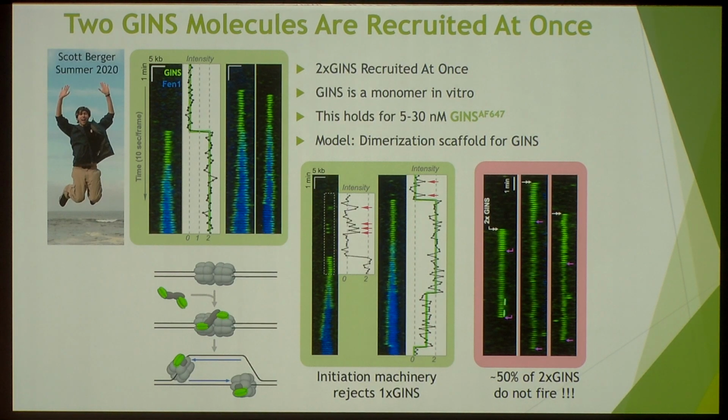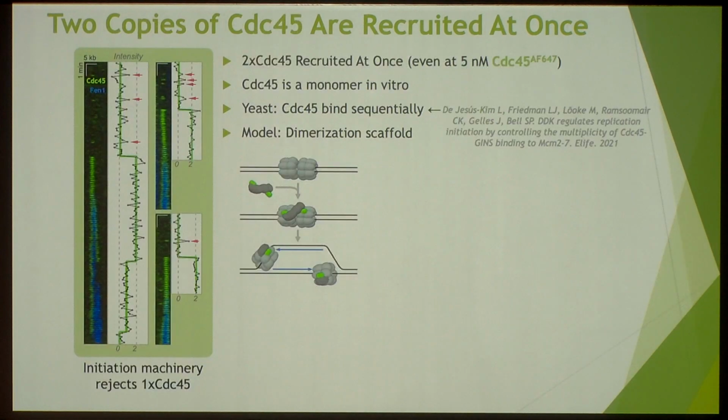And eventually they just photobleach, right? So they're very stable, lasting for many, many minutes. And this corresponds to about 50% of all two GINS recruitment attempts, which is not insignificant. Of course, the next logical step was to look at CDC45, and Scott did that. And to make a long story short, it's pretty much the same thing.